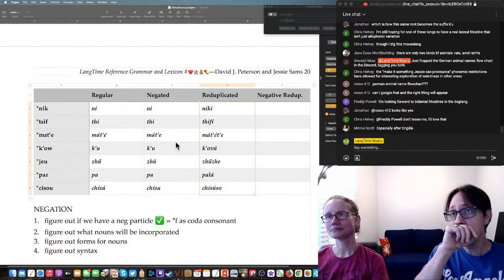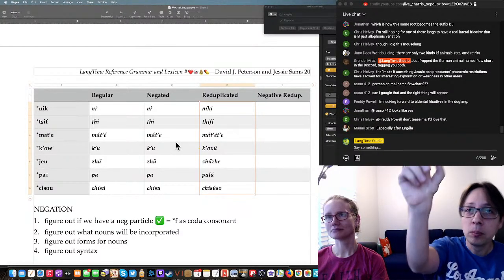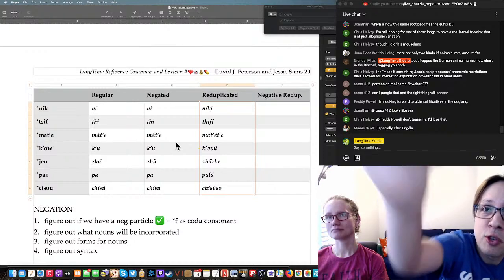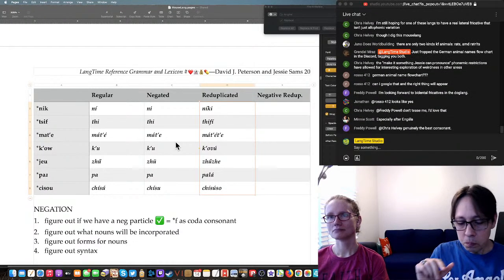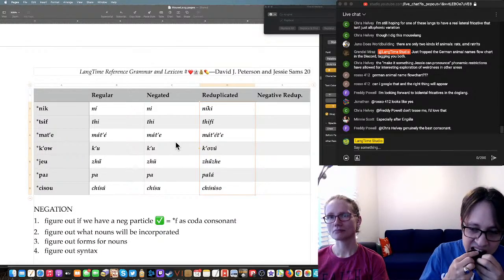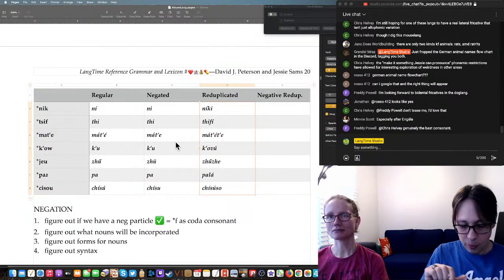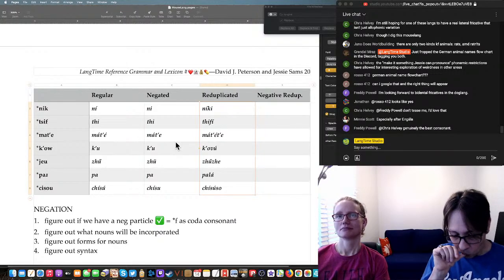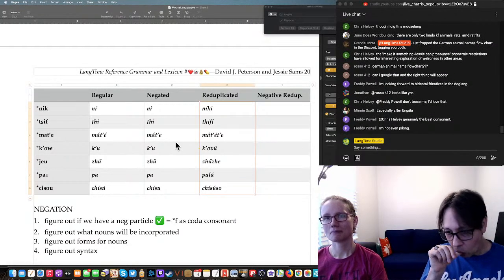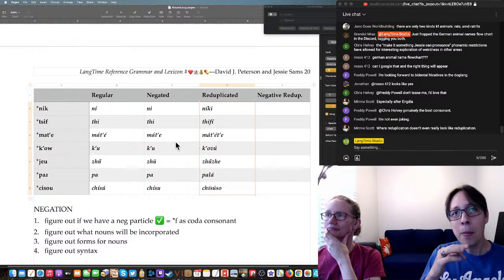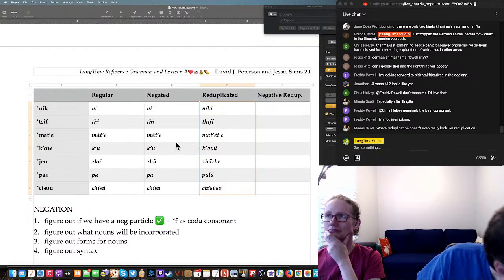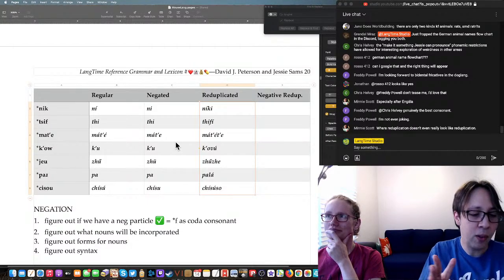Either we have crazy complicated reduplication, or we're reduplicating these two. But can't we reduplicate negated? All right. Let's go down this path.